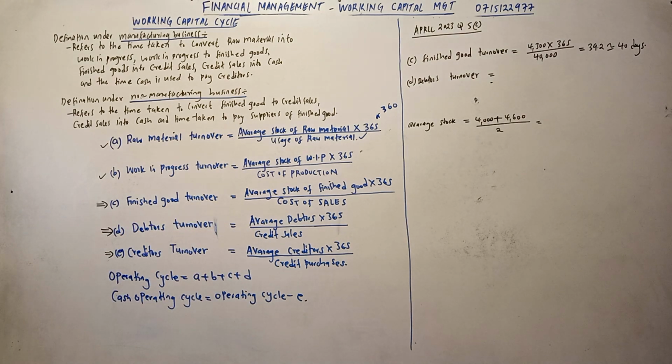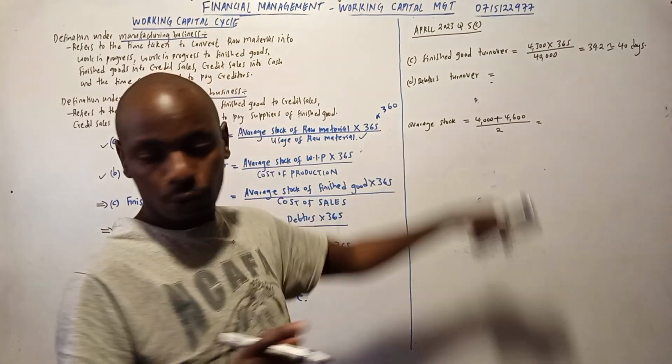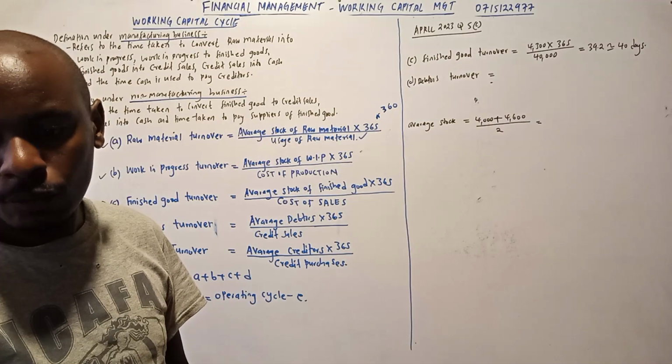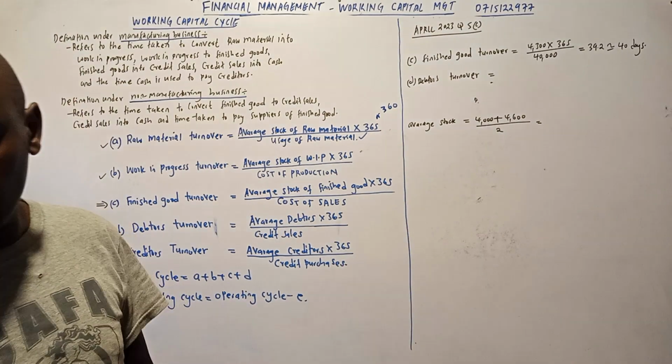Now in this question, we have been given trade receivables as one figure. If you are given one figure, that is the average. So if you are given one period, just know it's the average. If you are given two periods, you need to add the two and divide by 2. For example, for inventory we have been given opening and ending, so you must add the 2 and divide by 2.